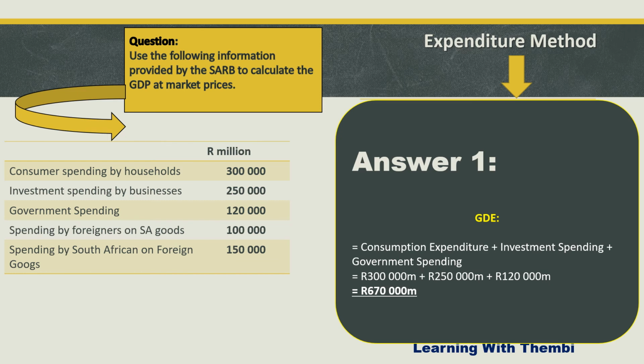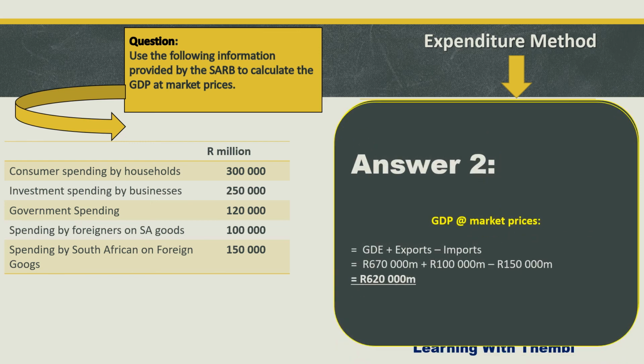Then the second answer, which is now responding to the main question, the gross domestic product at market prices, will then add the gross domestic expenditure, which we have got from our first step, and then we will add exports and subtract imports. We are given that the value of our exports is 100,000 million rand, and the value of our imports is 150,000 million rand. So when that all has been inserted, we are going to get 620,000 million rand as our gross domestic product at market prices.